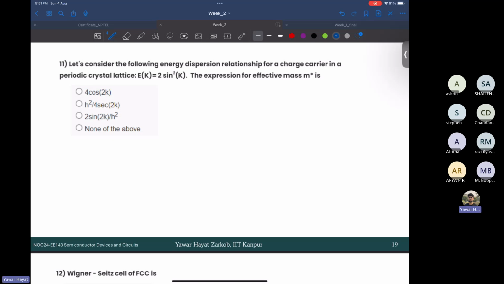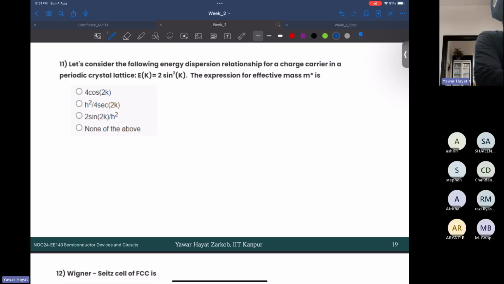All right. Were you able to solve this one? Okay, somebody is saying it's h square by 4 cos 4k. Is it? Okay, maybe there is a typo in the options. Let's work it out. Okay, let's work this one out. It would take much time.